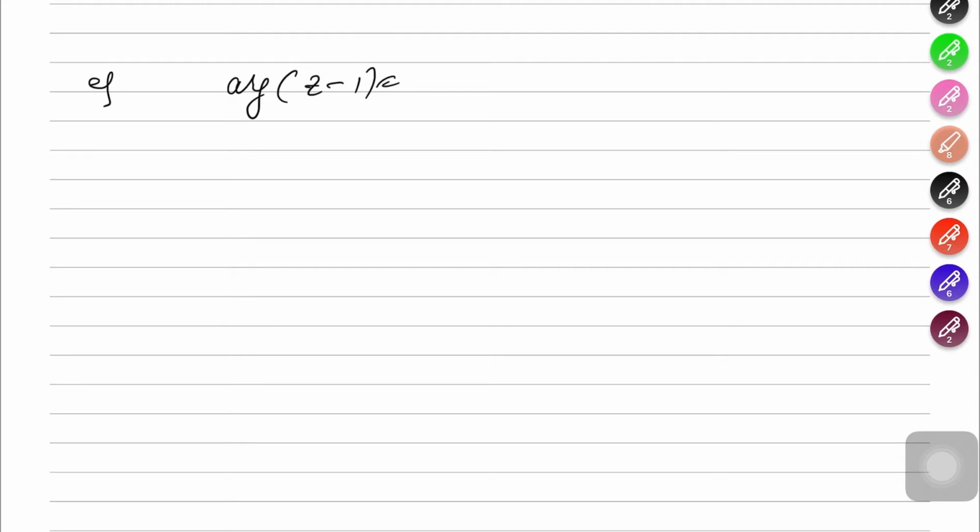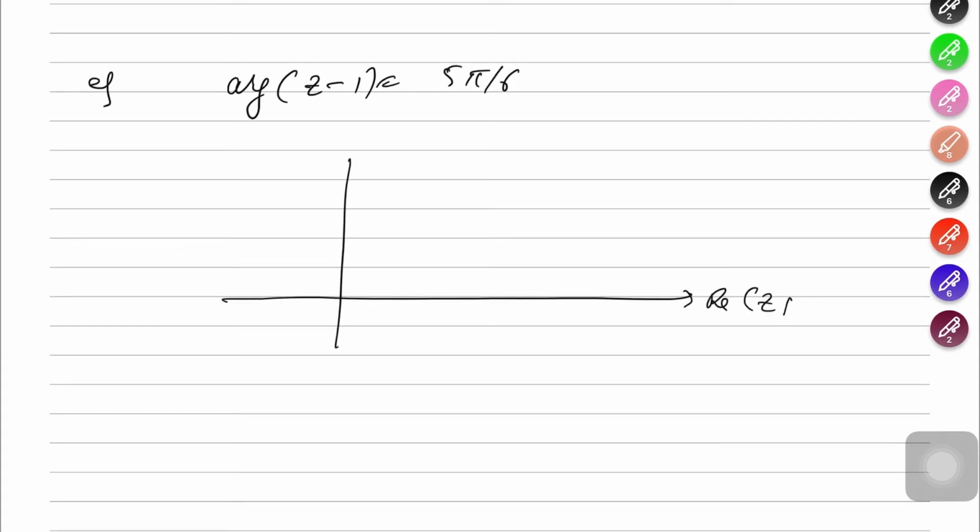Argument of z minus 1 is equal to, let's say, 5 pi by 6. So z naught here is 1. So this is the real axis and this is the imaginary axis, and somewhere here is 1. So it's a ray originating from 1 but not including 1, so z equal to 1 is not included, and it is moving along the direction of 5 pi by 6. So it is something like this. This is the ray and this angle is 5 pi by 6. So this is a ray originating from 1 at angle 5 pi by 6.